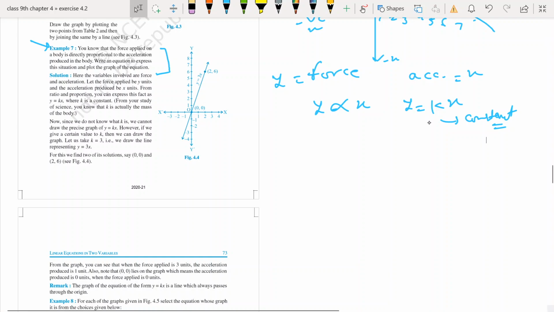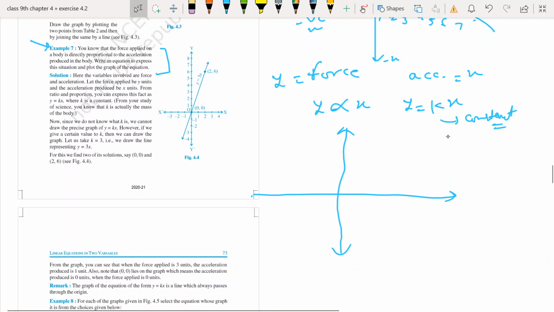Now we have to draw this graph, and the value of k may be anything. k equal to 1 may be possible, k equal to 2, 3, because k is a constant and it may take any number. He is saying write an equation to express the situation. We have written this equation, and then plot the graph of the equation. So we can plot the graph.